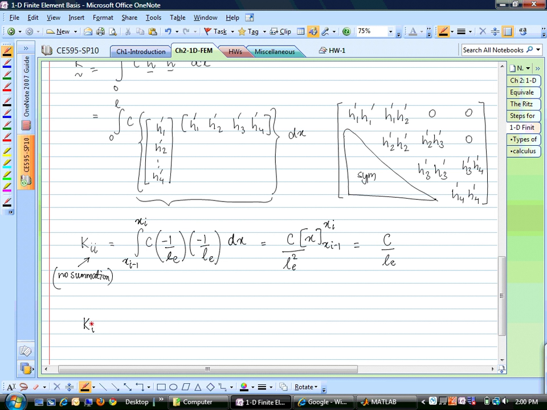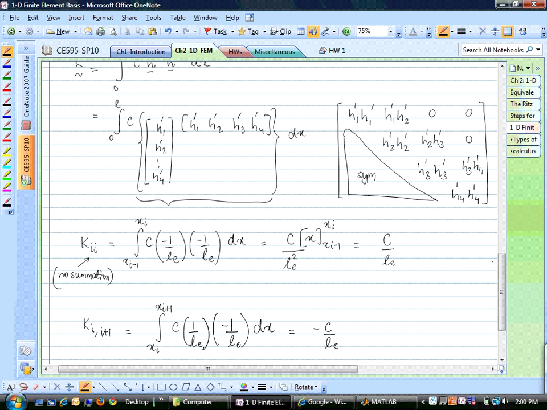there is the off diagonal term I. Let's say I plus 1. So we are trying to calculate, let's say, 1 comma 2 now. So what that would be like is integral from xi to xi plus 1 of C times minus 1 over, or actually it should be plus 1 over LE, but it wouldn't matter. So this is what we get for the off diagonal term. Okay, and if we do the same type of integration, we will see that it will come out to be minus C over the length of the element.